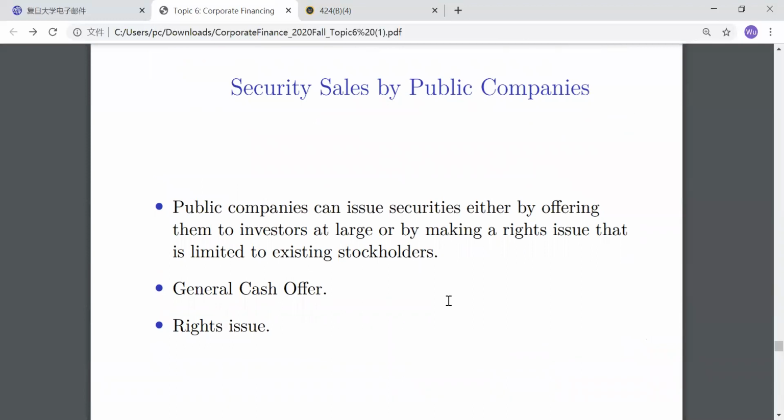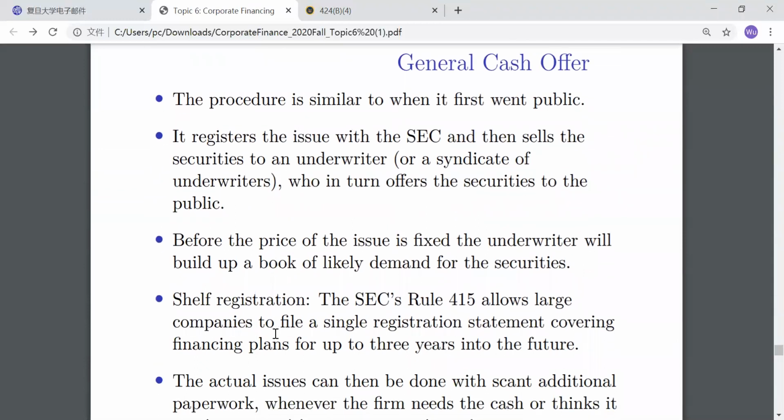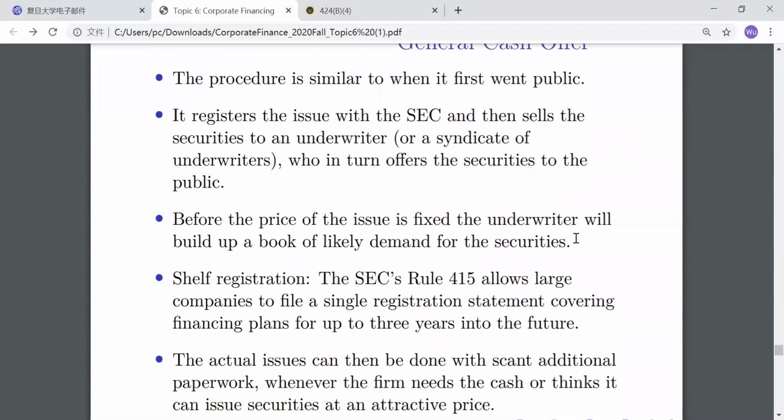And finally, we're going to talk about security sales by public companies. A public company can issue securities either by offering to investors at large or by making a rights issue. The rights issue will be limited to existing shareholders only. So there are two types of security sale: one is the general cash offer, the other is the rights sale. In the general cash offer, it's similar to when a company first went public. You need to register the issue with the SEC and it sells the security to the underwriter, and then the underwriter offers the security to the public. Again, there's a book building process. The underwriter will build up a book of likely demand for the security.